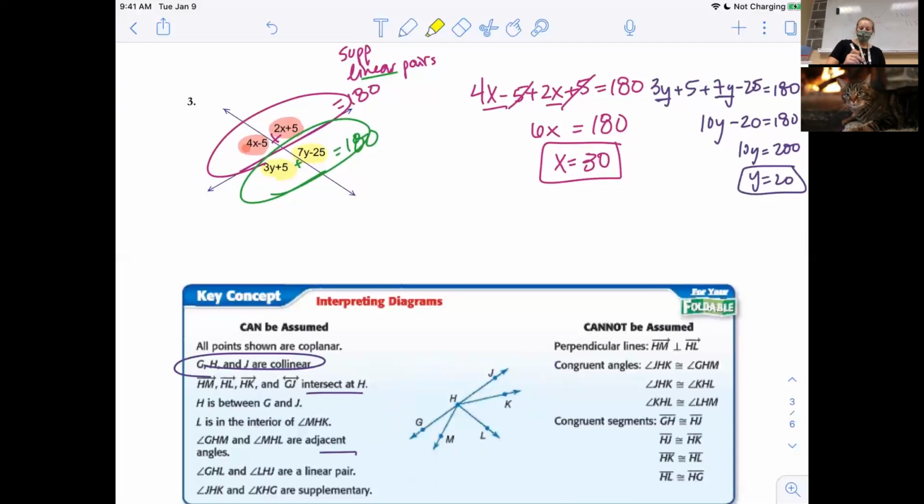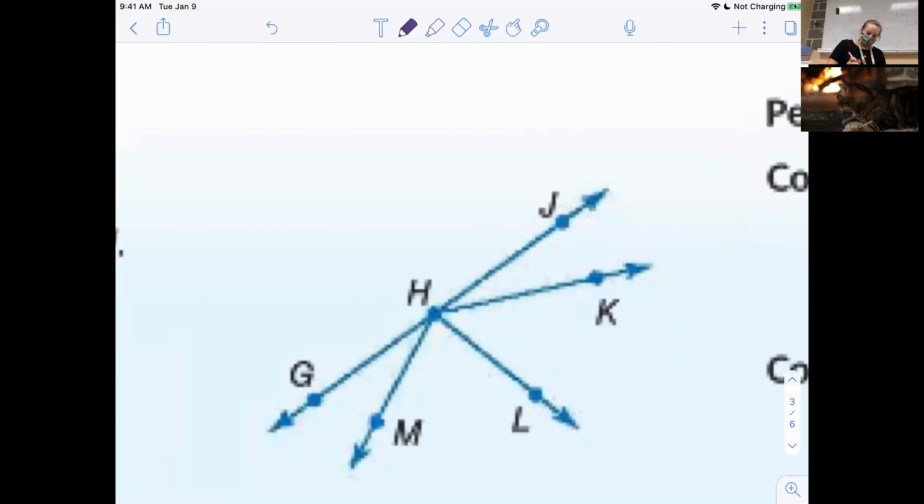What we cannot assume is if they look like they're perpendicular, that does not mean that they are. And just because they look like they're congruent does not mean that they are. So you cannot assume congruence unless I have marks. Unless I say this is congruent to that, then you're allowed to assume it. But looking at this picture right now, there were no marks. You cannot assume anything is congruent.